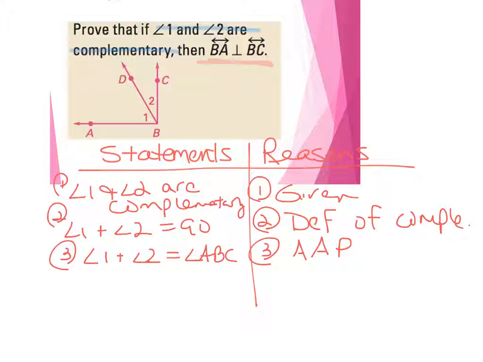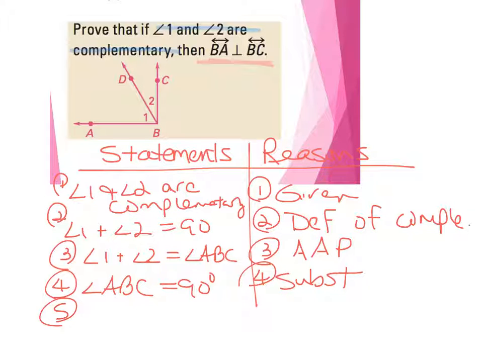Wouldn't you just say how angle AB and angle BC is just perpendicular? All right, we got to put one more step in here, because what do perpendicular lines form? They form a 90 degree angle. Good. So we're going to substitute, or we could even say transitive. So I'm going to just say that angle ABC equals 90 degrees. And that's substitution, or you could say transitive. And then 5 would be what you're trying to prove, that AB is perpendicular to BC by definition of perpendicular lines, because we have a right angle there.